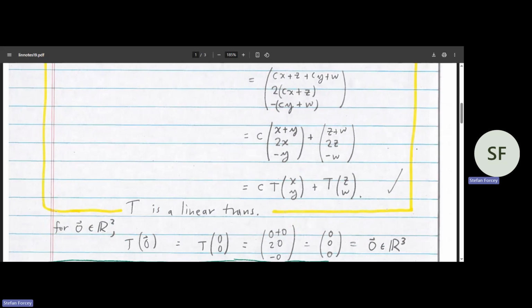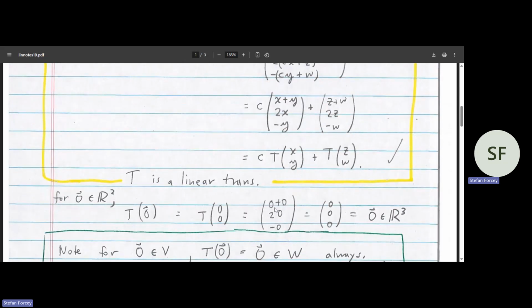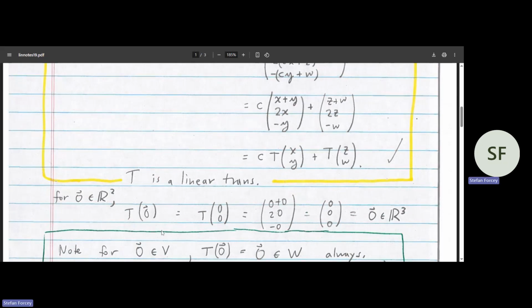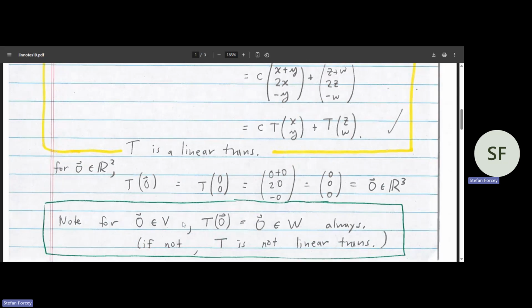A quick example of another input is the 0 vector. So the 0 vector in R2 is (0, 0). And in this case, if I use this same T, I get 0 plus 0, 2 times 0, and negative 0, which is (0, 0, 0), the 0 vector in R3. Now, this is always going to be true. When you take 0 in the input vector space, T of that 0 vector is equal to the 0 vector in the output space. It might look different, but that has to be true.